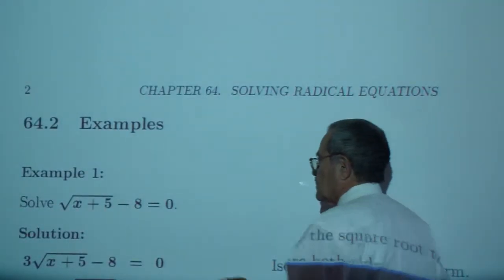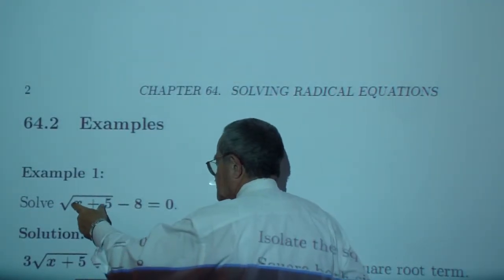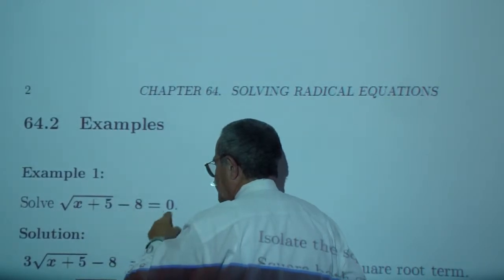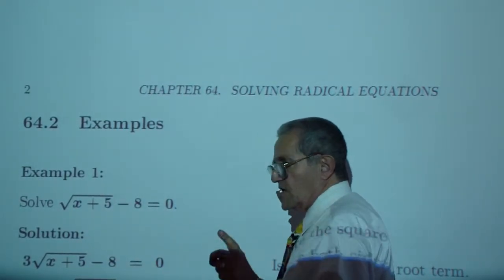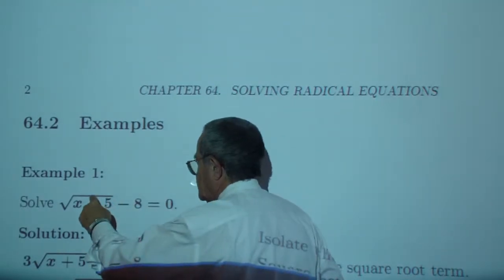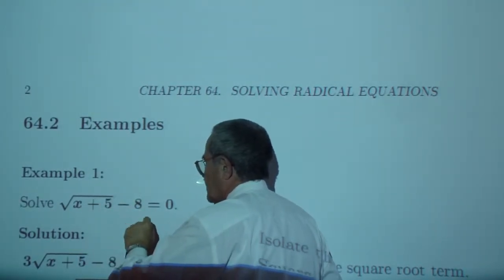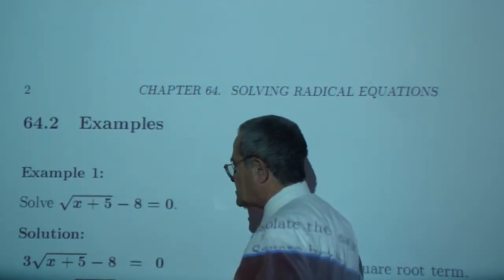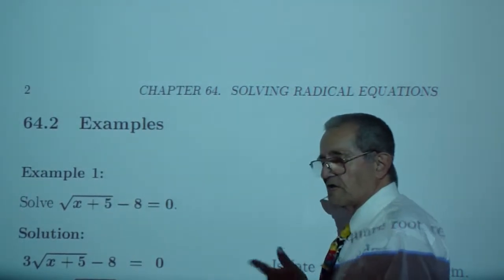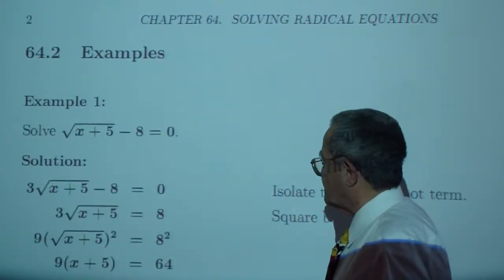Examples. Solve the equation 3 times square root of x plus 5 minus 8, which is 0. A comment: make sure that the length of the bar of the square root extends as far as it needs to. Not further, and make sure it's long enough.